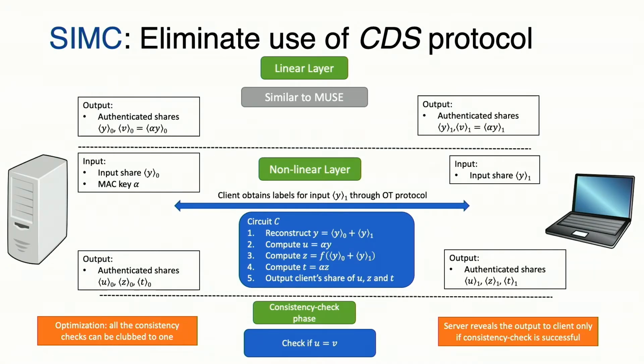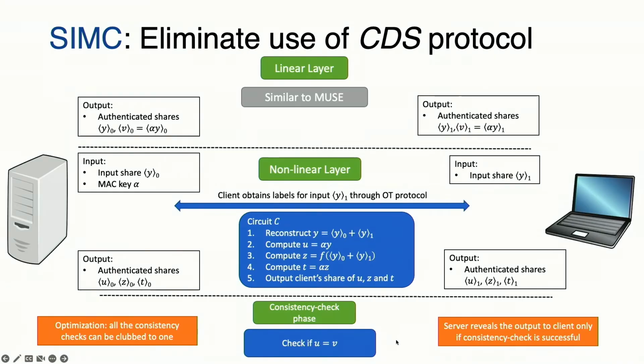And now the server will reveal the output to the client only if this consistency check is successful. So say the client deviates from the protocol and sends some arbitrary values for y1, and it gets some arbitrary labels. But the value that it gets for u would be completely garbage, and it would not match the consistency check, and it will fail. So that is where the client will get caught, and the server will not reveal its share of the output.